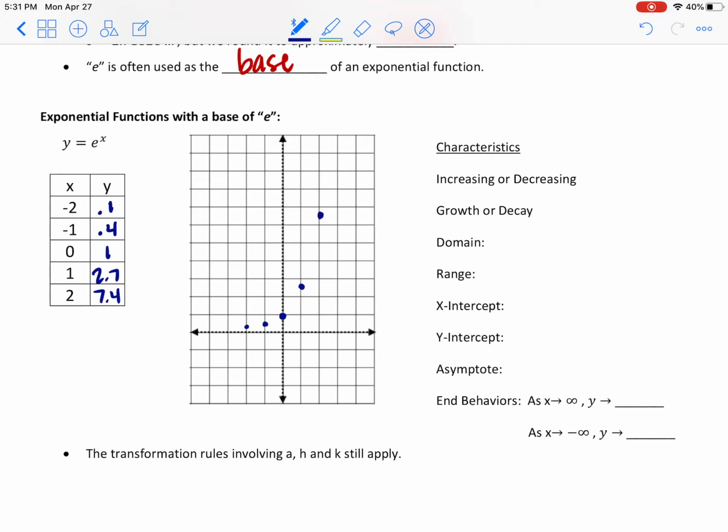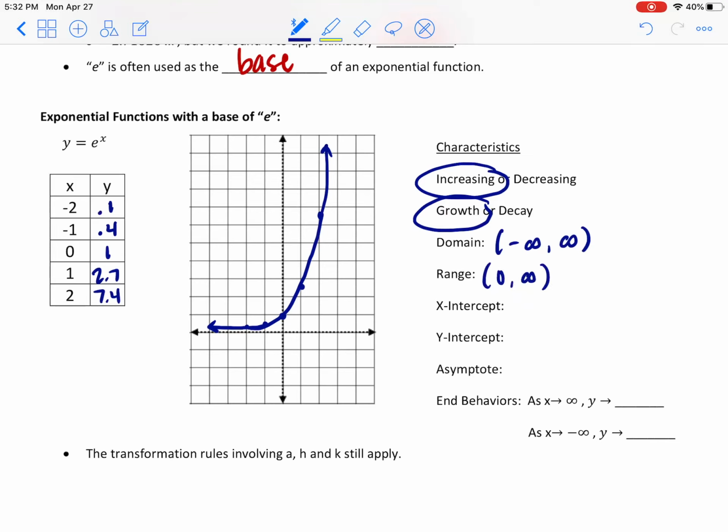So what we're going to see, again, looks just like what we saw in the front. At -2, we're down here. At -1, we're up a little higher. At 0, we're at 1. At 1, we're at 2.7. And then at 2, we're up to 7.4-ish. Right, there we have it. And as this exponent gets bigger, so will this graph. And as the exponent gets smaller, we're going to get closer and closer to the x-axis.